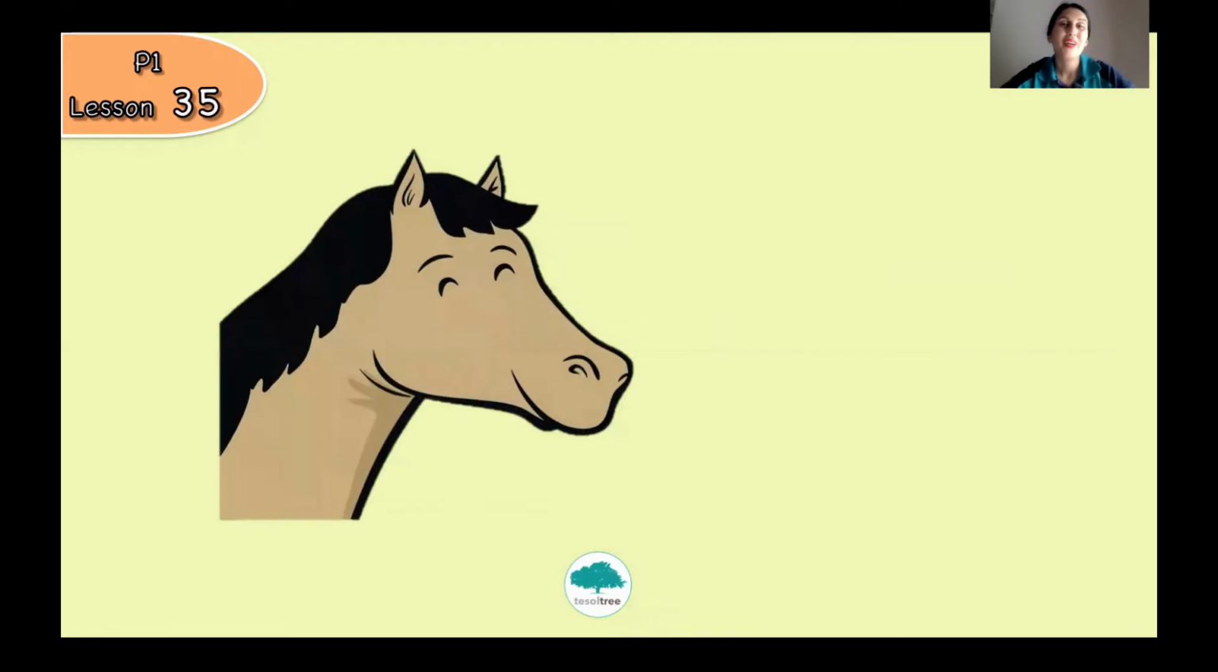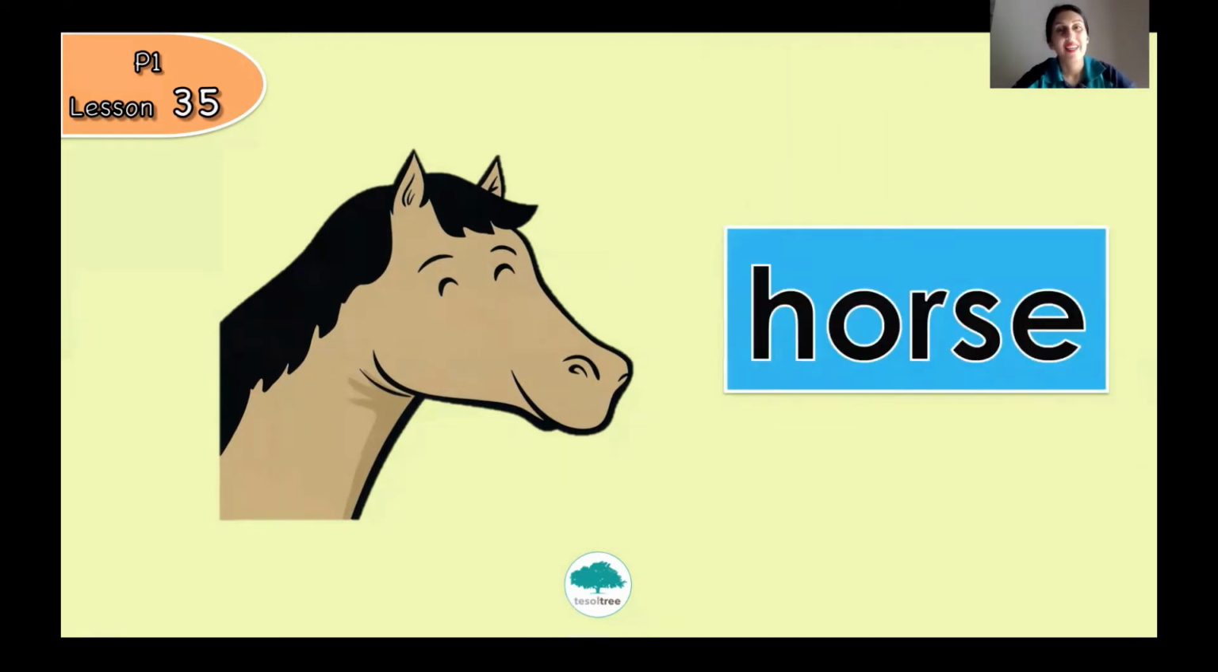Do you know what is this? P1. Let's think together. What is this? It's a horse. Okay, let's spell these words. H-O-R-S-E. Very good. Let's read together. It's a horse. Excellent. And let's continue.